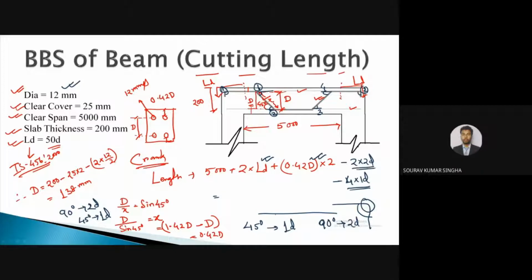So if you put all the values, the overall crank bar length you get is 5980. Okay, this is the length of the crank bar. So this is the analytical method how you can calculate the length of the crank bar.